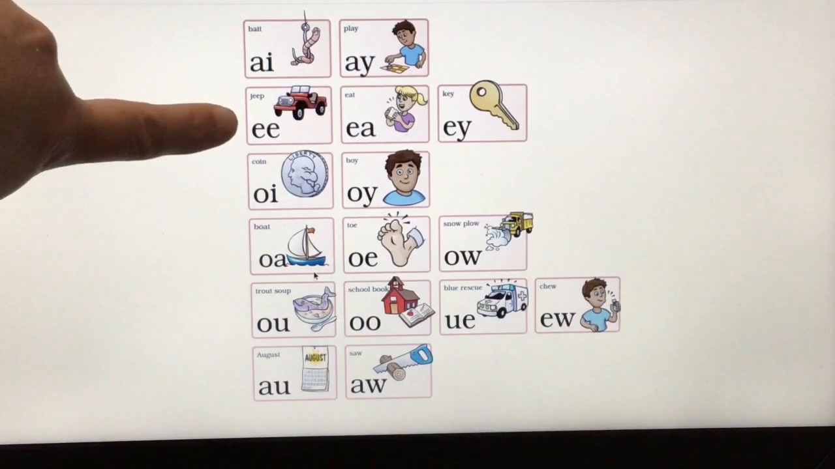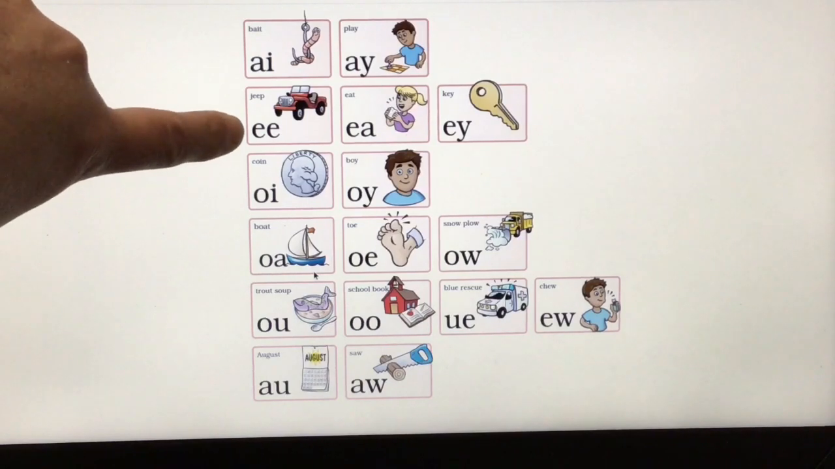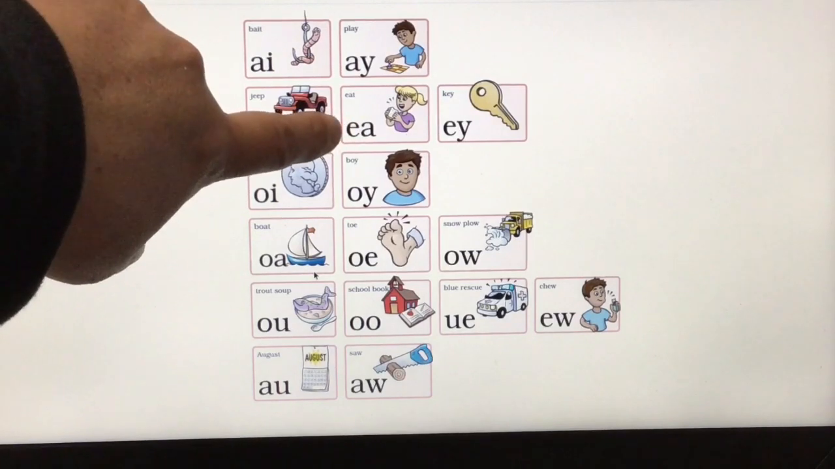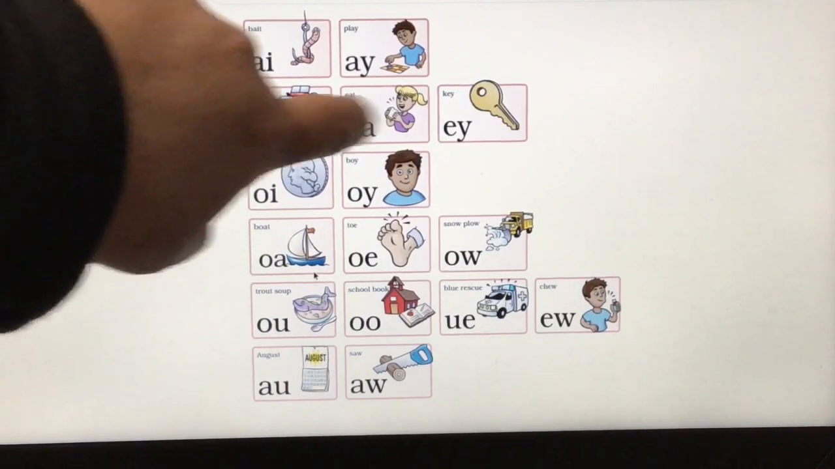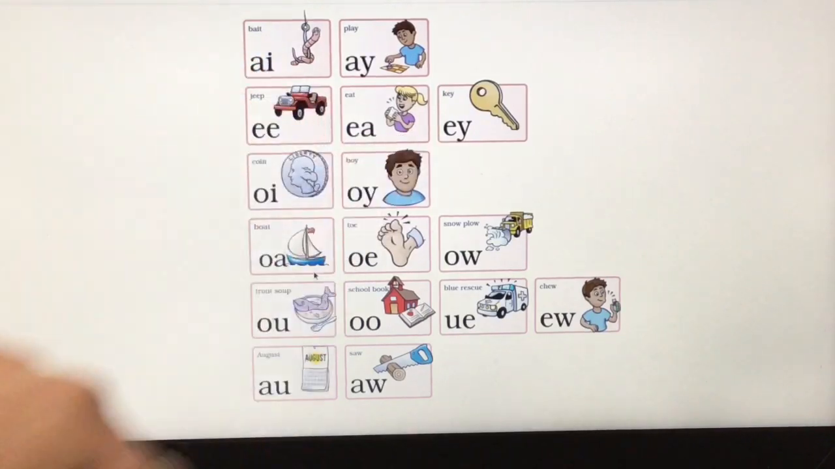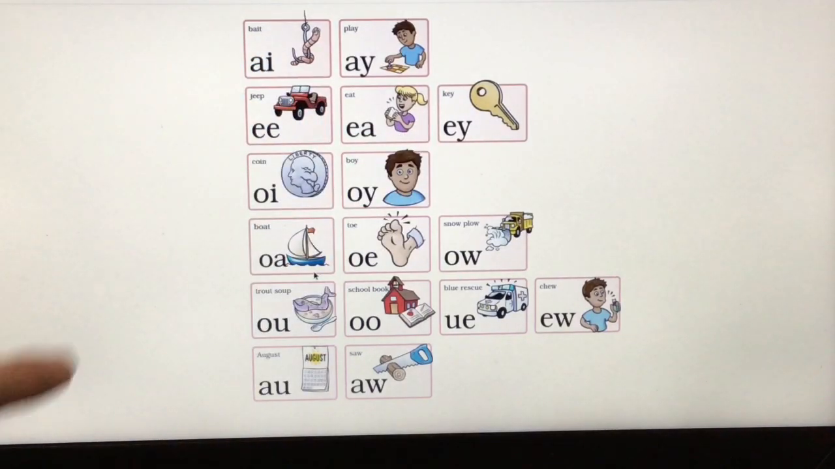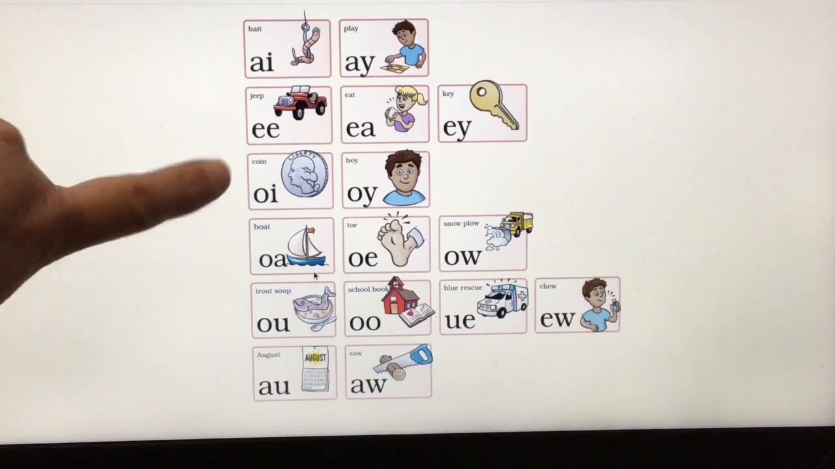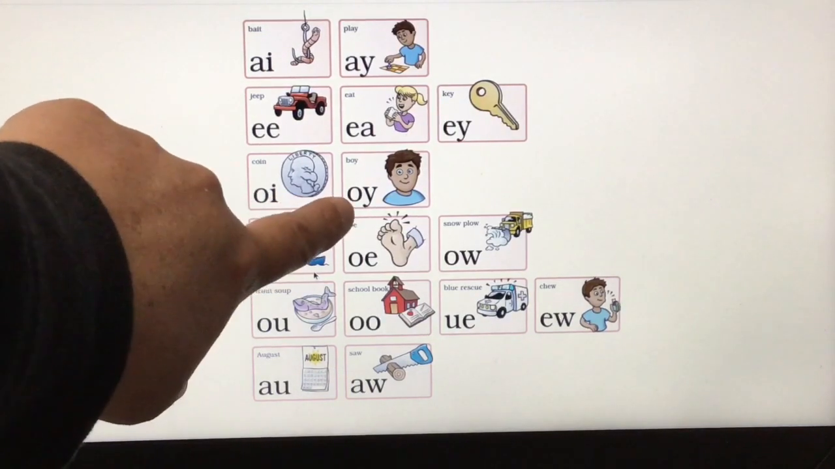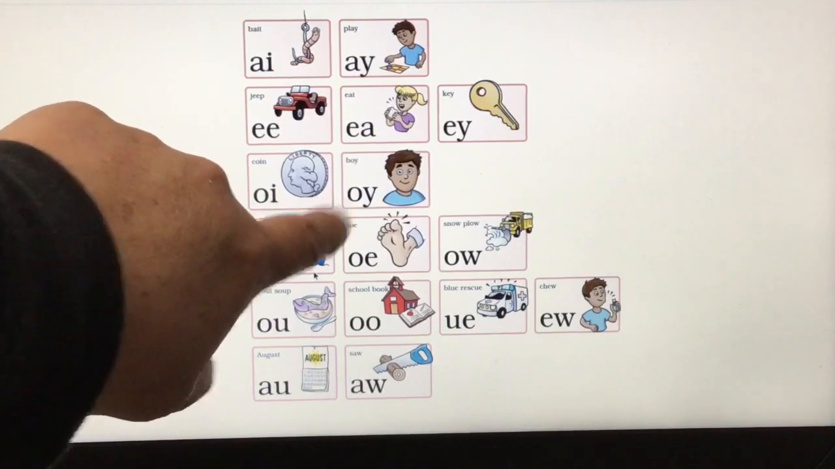The second row says E. E-E, jeep, E. E-A, eat, E. E-Y, key, E. The third row, the last one we've learned, says oi. O-I, coin, oi. O-Y, boy, oi. Good job.